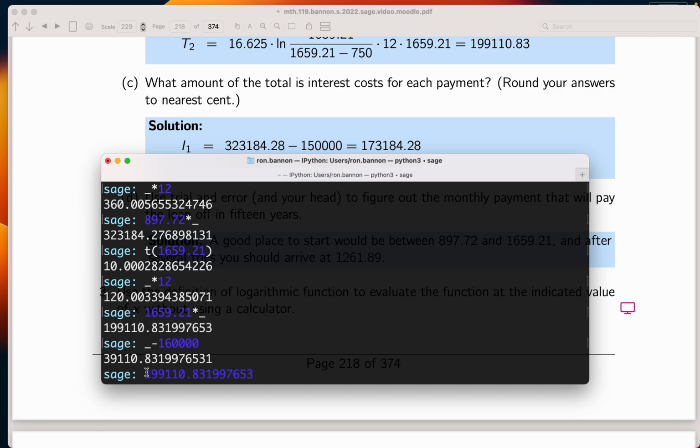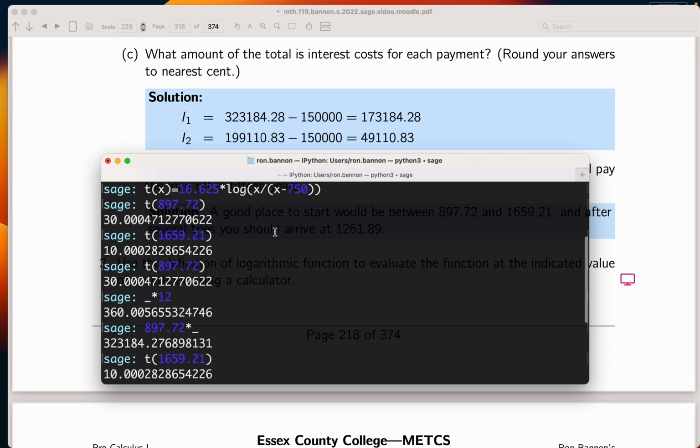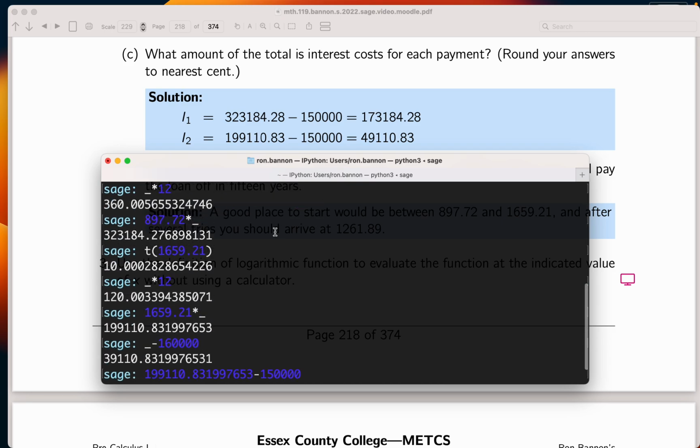I did a copy paste there. Minus 150. That was my mistake, by the way. 1, 2, 3. What number do we get? We get $49,110.83. Let's do the other number. And again, I got these numbers. Yeah, I can always go back over it and look for these numbers.